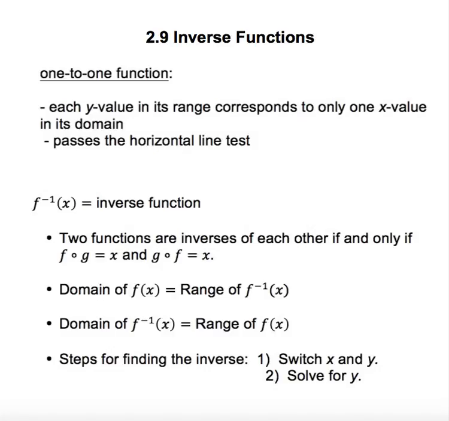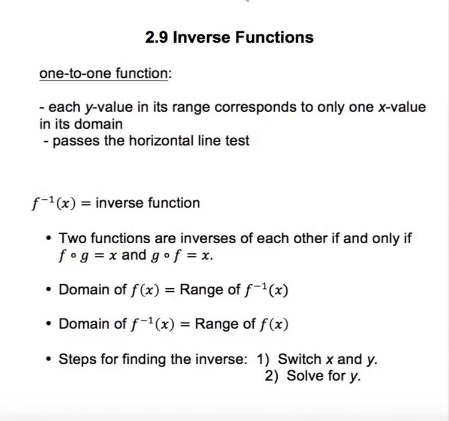If you look down here at this f to the negative 1 of x, that's the notation for an inverse function. Algebraically, we can figure out if two functions are inverses by doing the composition. If I do f of g and I get x, and then I do g of f and I also get x, then I know that f and g are inverses of each other.